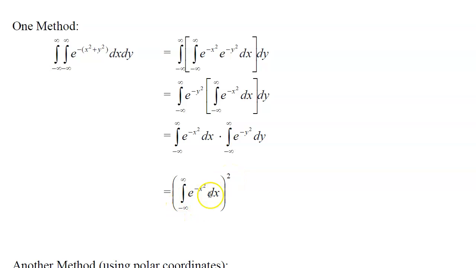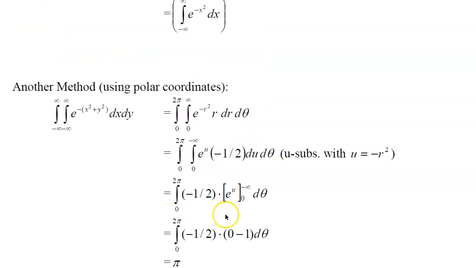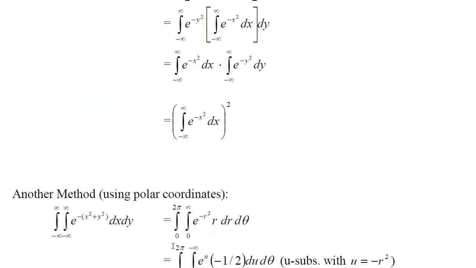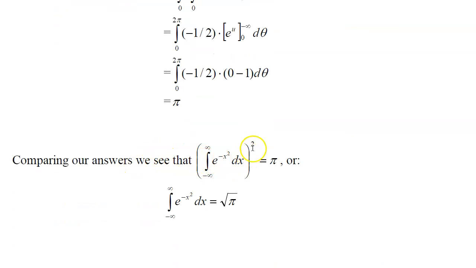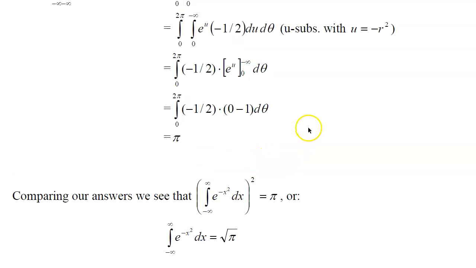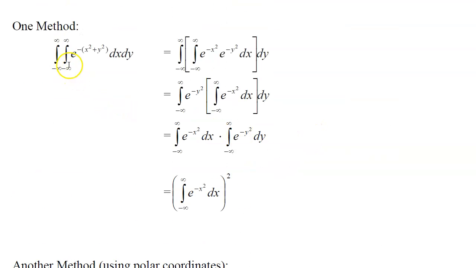So actually, shouldn't this equal pi? Because both of these things equal the value of this double integral. So notice we can equate our answers and say that this thing squared is equal to pi. So again, what did we do? Well, we calculated this integral two different ways. One way we got this as our answer. The other way we got pi as our answer. So this thing should equal pi.